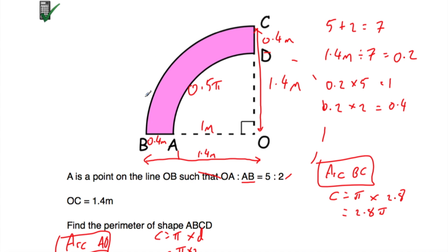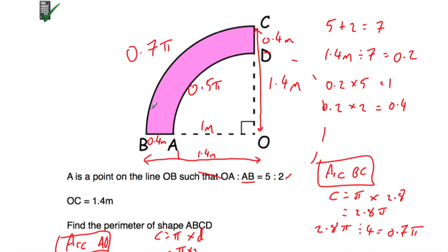So that's the circumference of the whole circle. Now we're going to divide it by 4 to find just the length of that arc. So 2.8 pi divided by 4. And 2.8 divided by 4 is 0.7. So that'll be 0.7 pi. So that means the length from B to C is 0.7 pi.